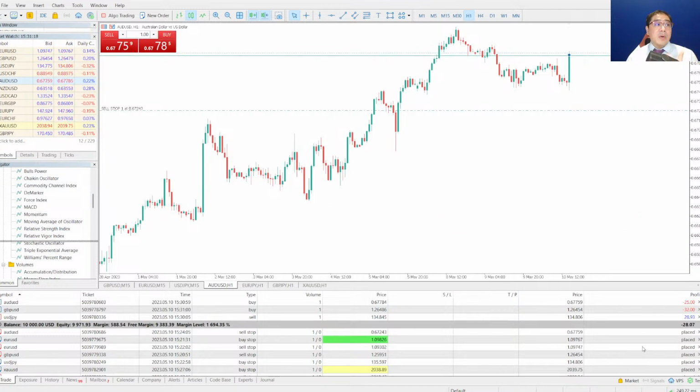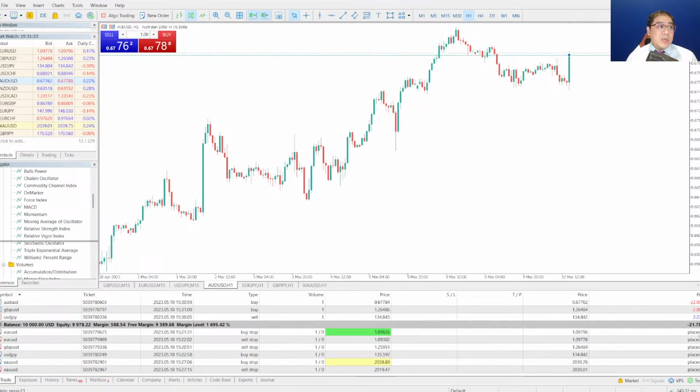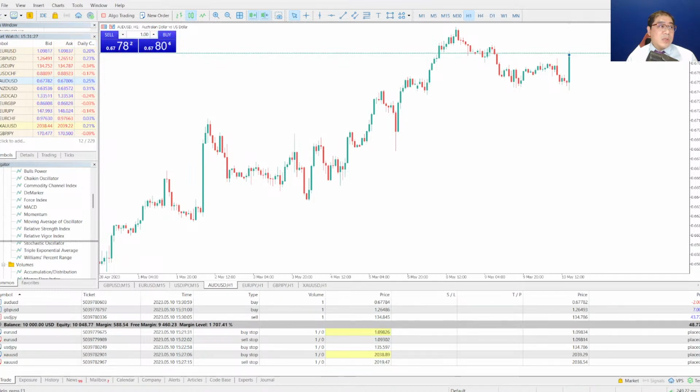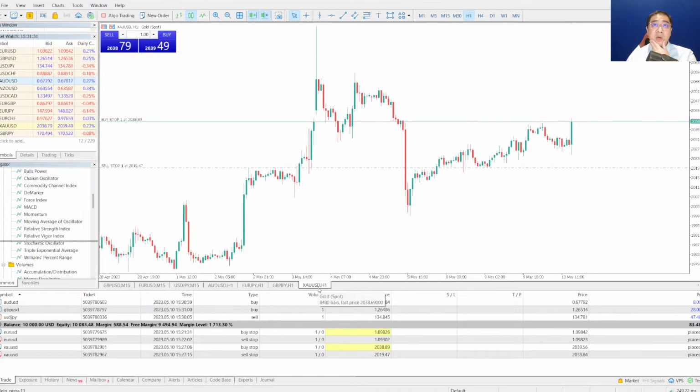Should we cancel the other order because the Aussie USD got triggered? So I'm gonna cancel the Aussie USD. I'm gonna cancel the pound USD. I'm also gonna cancel the dollar Japanese yen. Gold, surprisingly, should be filled anytime soon.